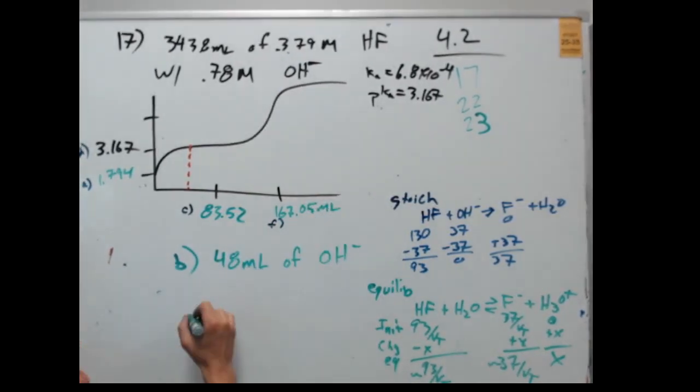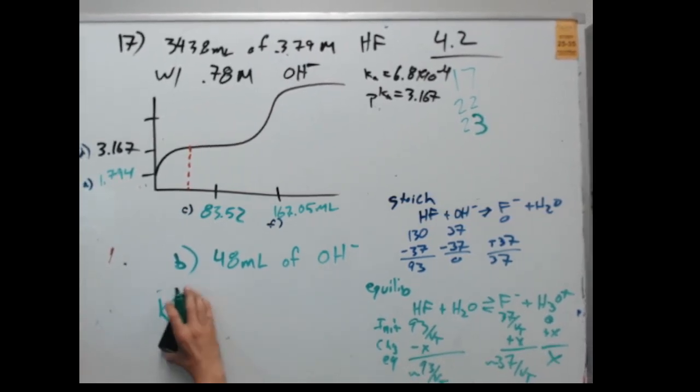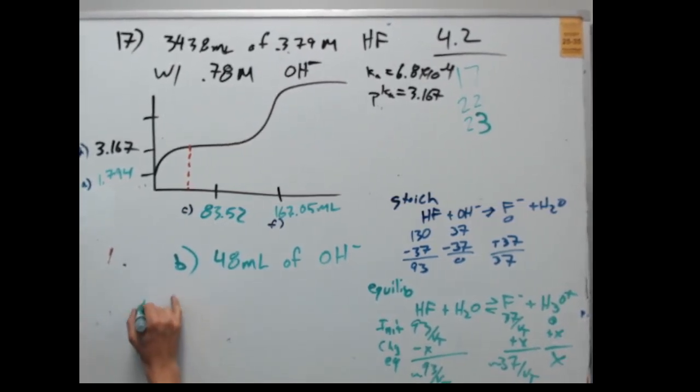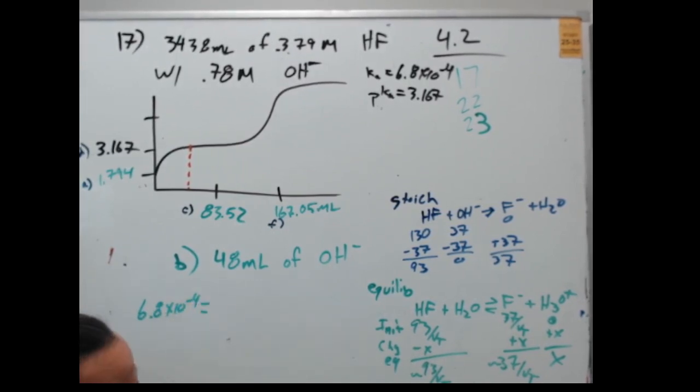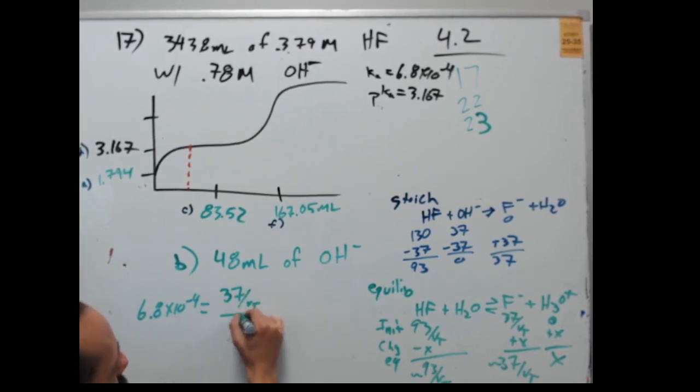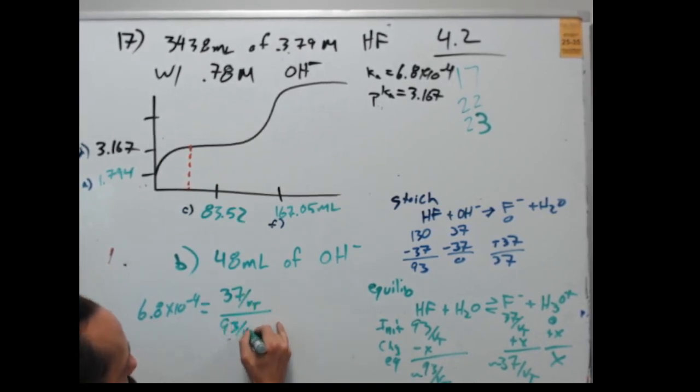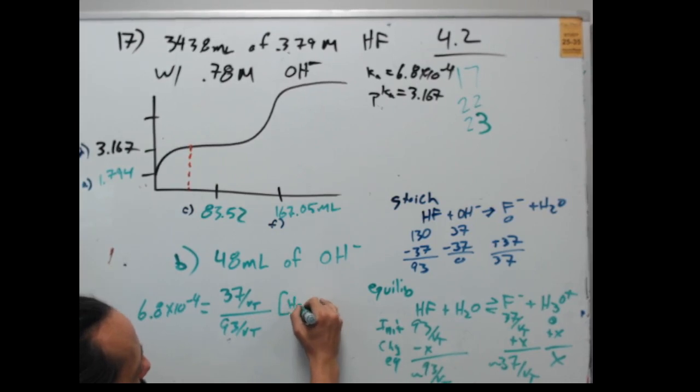If I just go ahead and leave it as that, you don't need to plug in what my K sign is. You don't need to actually output that, so you don't need to worry when solving. 6.8 times 10 to the minus 4 is equal to this. When putting in this, you don't need to worry about this stuff. 37 over total volume divided by 93 over total volume times H3O plus. I don't know if that makes any sense.